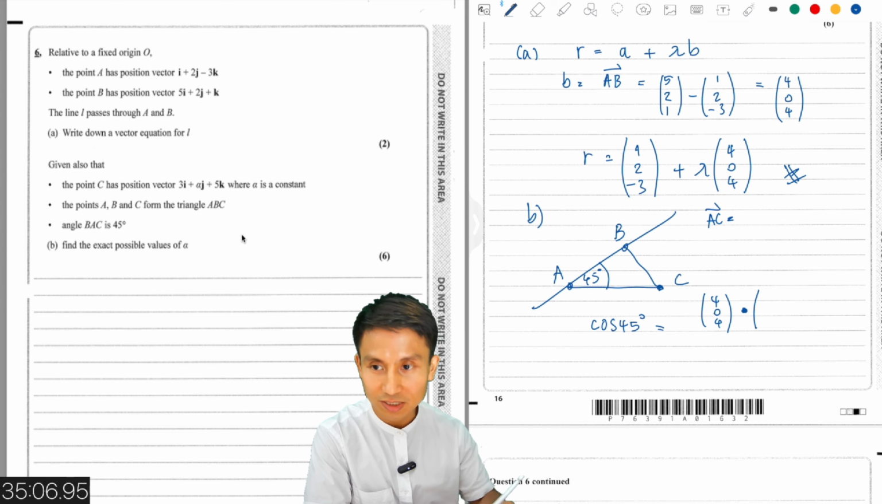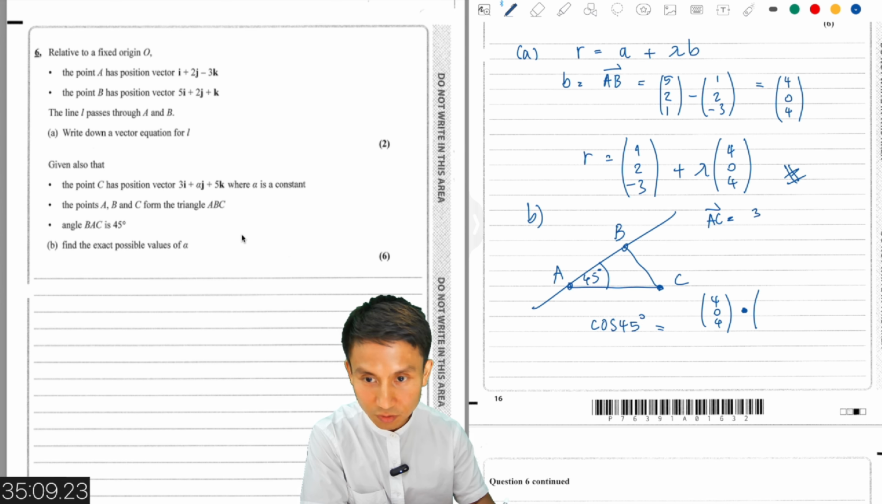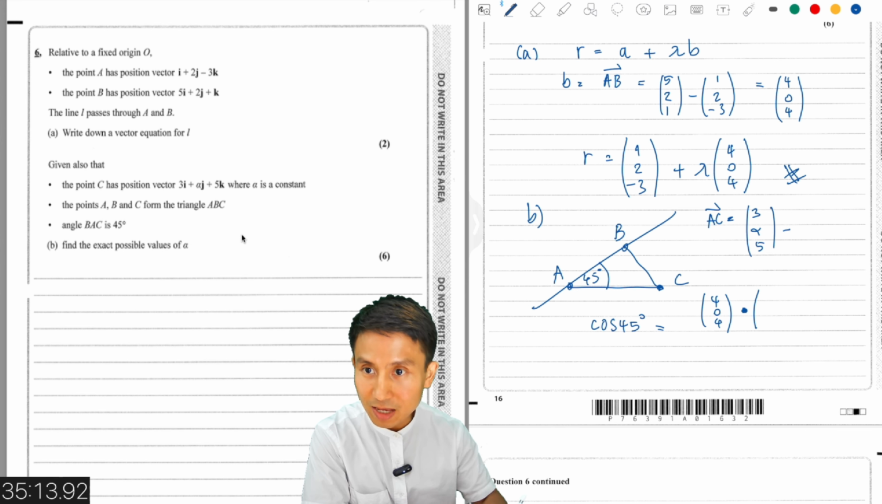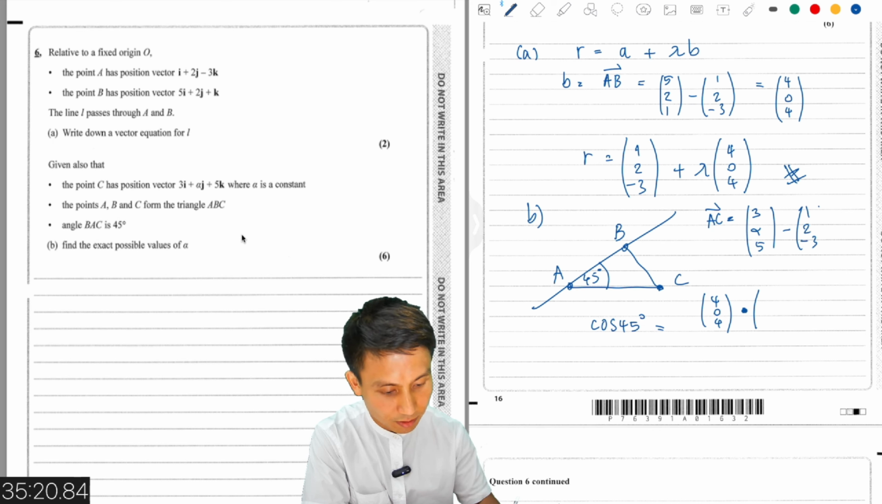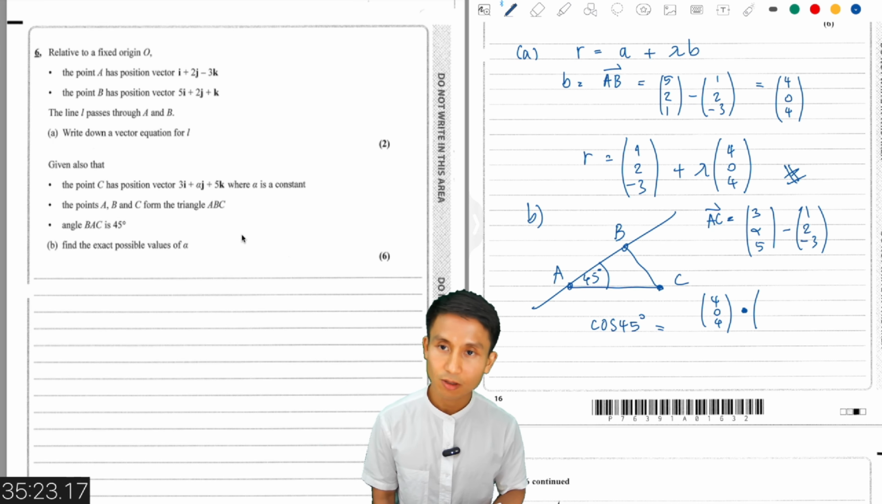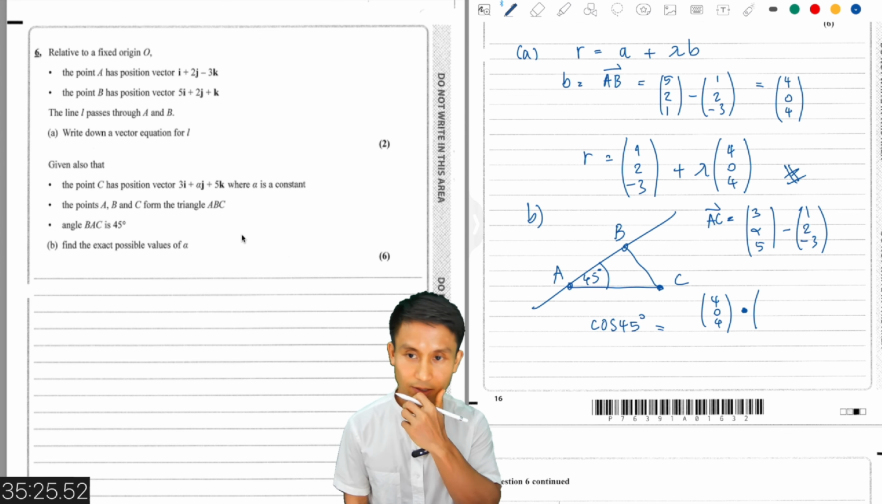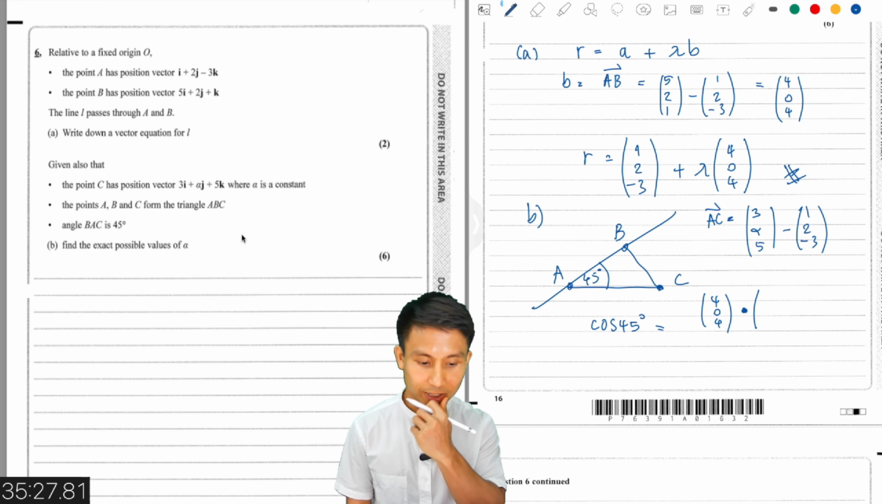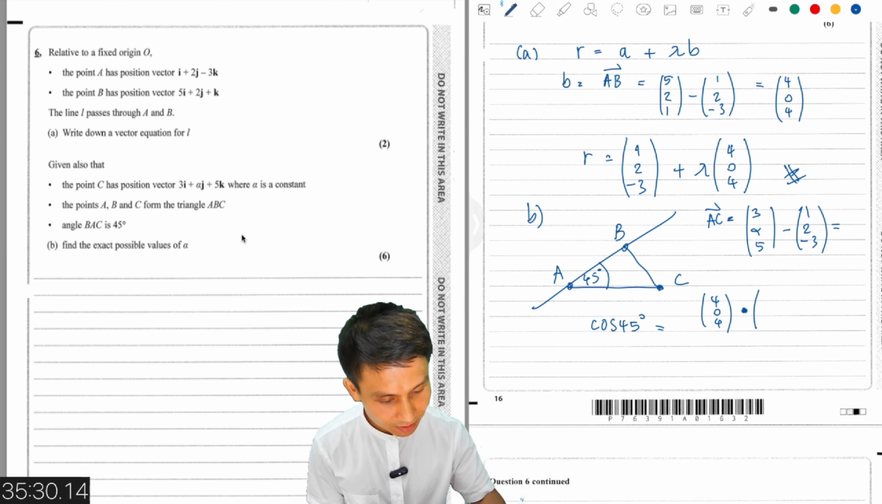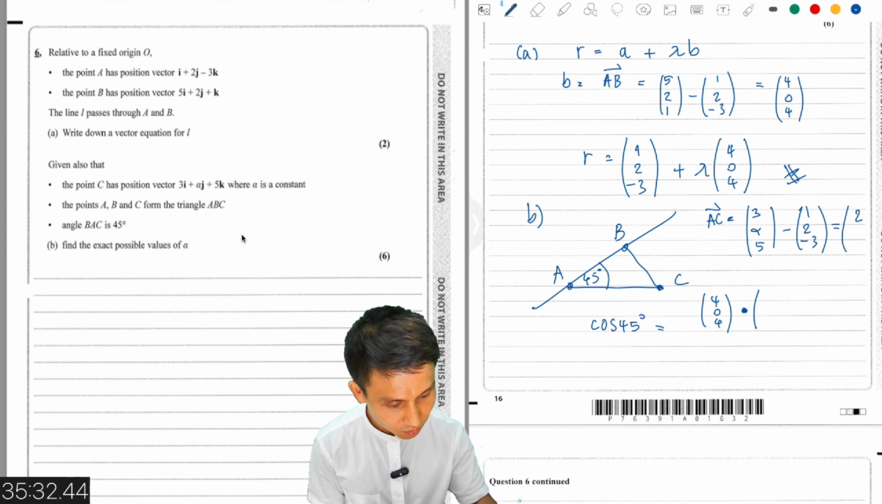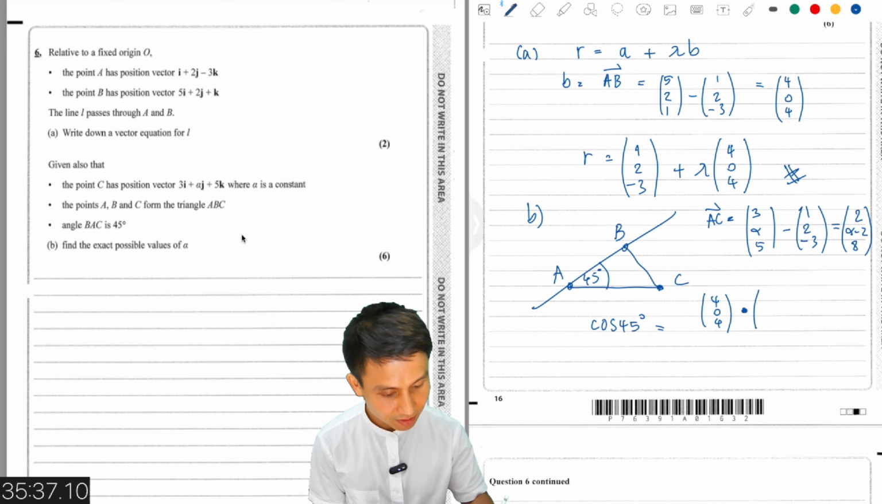So AC is just C minus A. So it's just (3, alpha, 5) minus A, which is (1, 2, -3), isn't it? Hang on. Yeah, just checking. Yep, happy with that. And then this AC will be (2, alpha minus 2, 5 minus -3 is 8). So (2, alpha minus 2, 8).